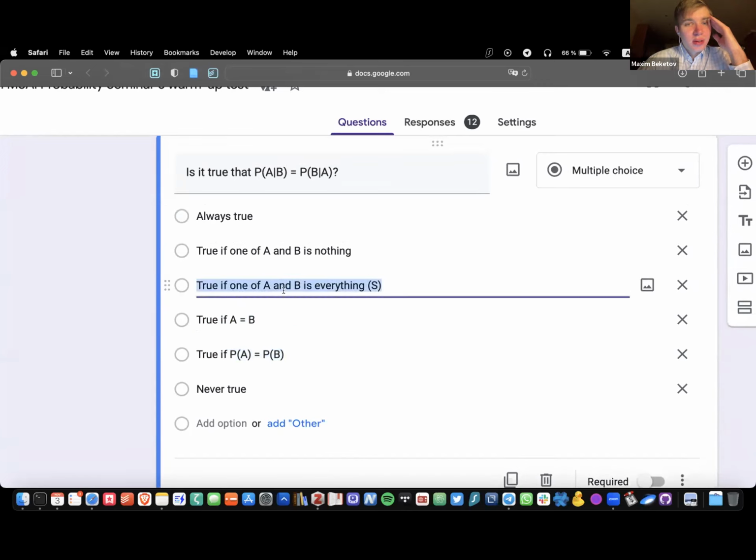About this one, so if one of them is everything, so one of them is the whole sample space, then the probability of that one event is just 1, and then you are basically saying P of A given B equals P of B given A, and you should also multiply or divide by the other probability. So that is not true.